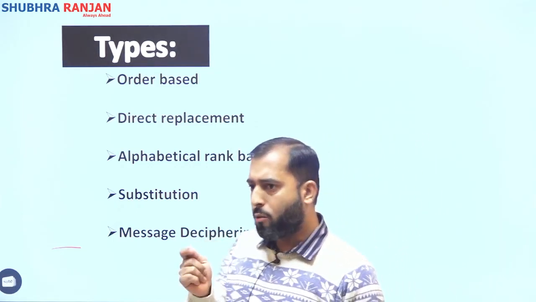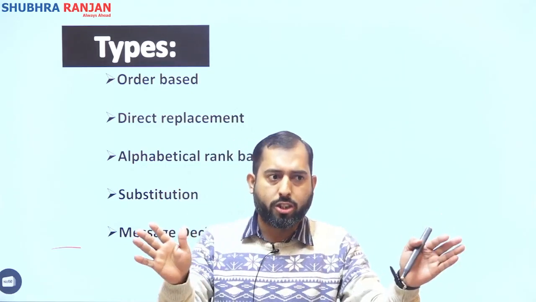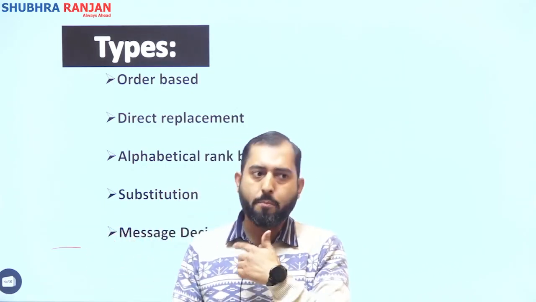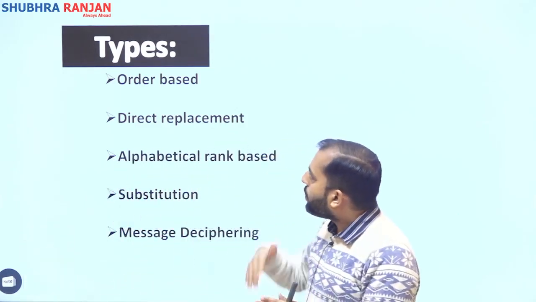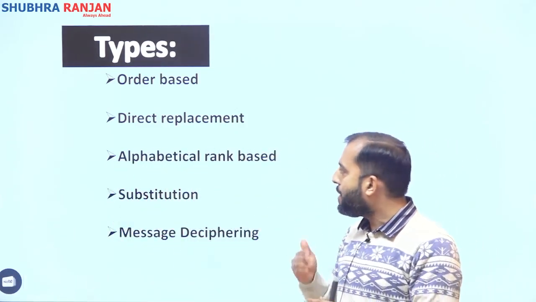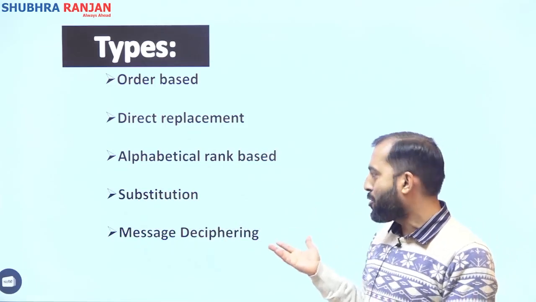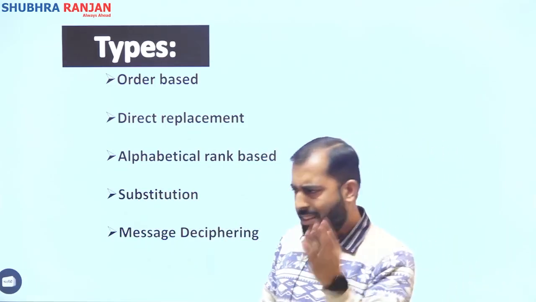So just write down, if you want to solve the questions on your rough sheets, I'll provide you this PPT. No issues. Okay. So the types are: order based, direct replacement, alphabetical rank based, substitution, and message deciphering. And what are their meanings?